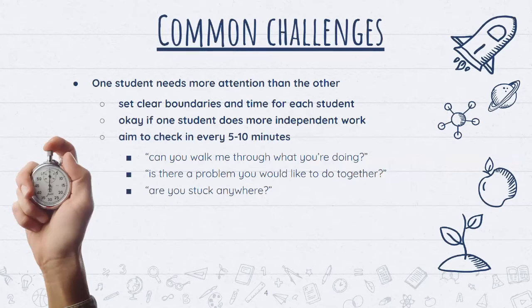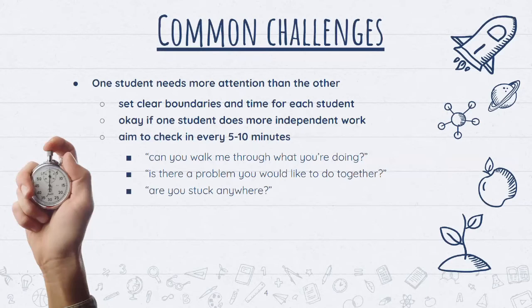Working with two students is a skill that tutors can develop, but that does mean that there may be some challenges that you'll face. One such challenge is when one student is demanding more attention than the other. This can happen especially when one student is more shy and reserved, while the other is more outgoing and verbal. As the adult in the room, it may be helpful to set some clear boundaries and times for each student. This can look like telling one student that you will switch over to work with the other, and then check in with them when it's their turn.